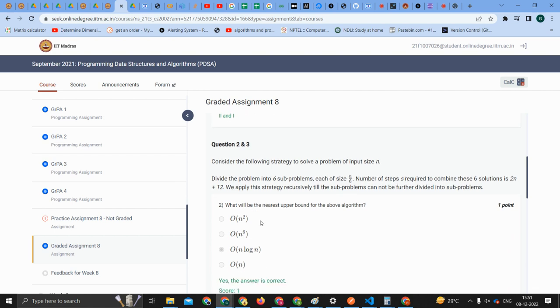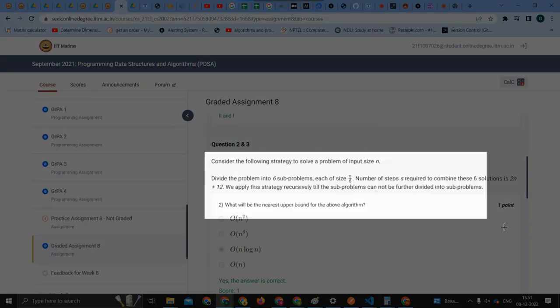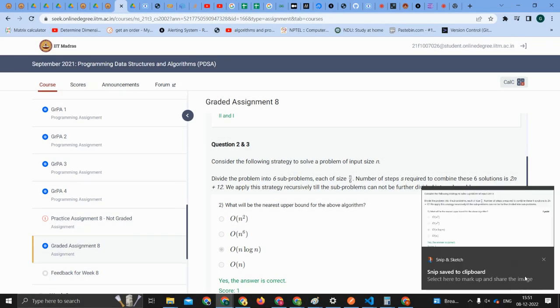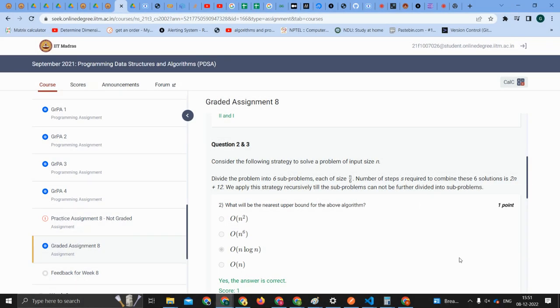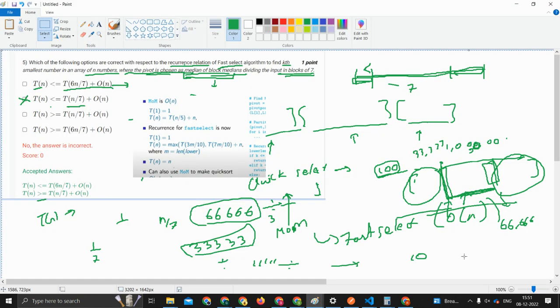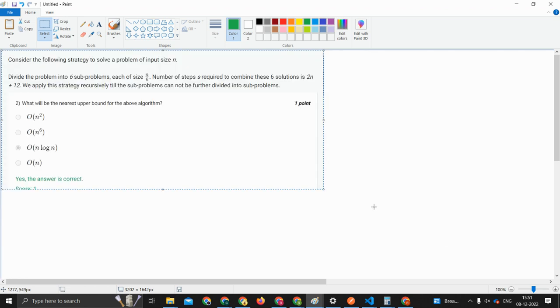This is something which I wanted to understand. Divide the problem into 6 subproblems, each of size n by 6. The number of steps required to combine these 6 solutions is 2n plus 12. We apply this strategy recursively till the subproblems cannot be divided further. How do we solve this? Let's learn this one. Someone can take this. Uma, you want to take this? Or Subramaniam, you want to try this if you know?